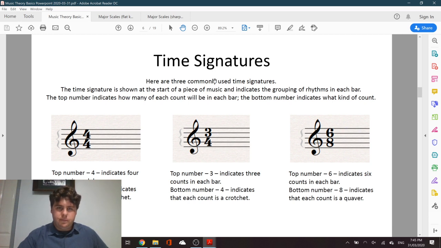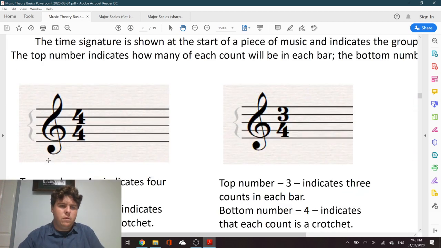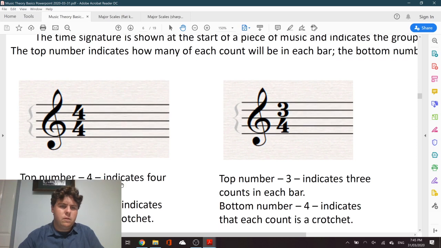Time signatures. Here are 3 commonly used time signatures. The time signature is shown at the start of a piece of music and indicates the grouping of rhythms in each bar. The top number indicates how many of each count will be in each bar. The bottom number indicates what kind of count. Let's zoom in on the 4/4 first.